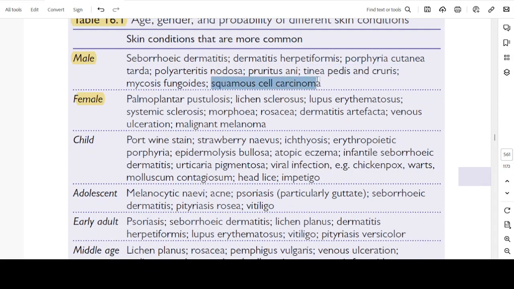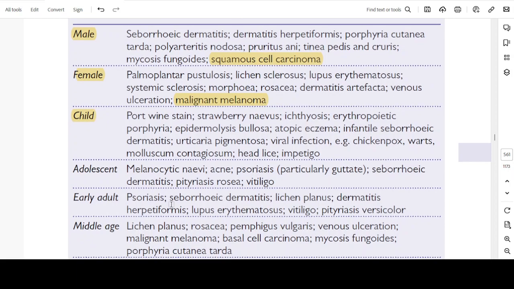Whereas squamous cell carcinoma is more common in males, malignant melanoma is more common in the females, and lupus is more common in the females, lichen sclerosus is more common in the females, dermatitis artefacta, rosacea is more common in the females, venous ulceration is more common in the females.